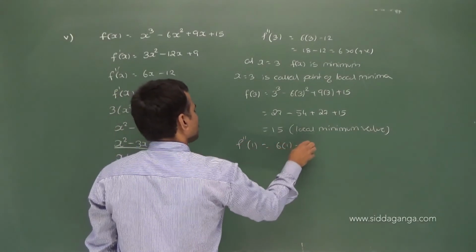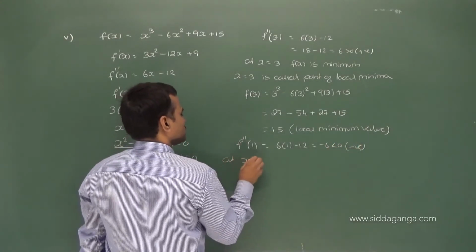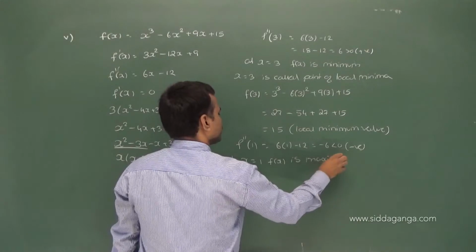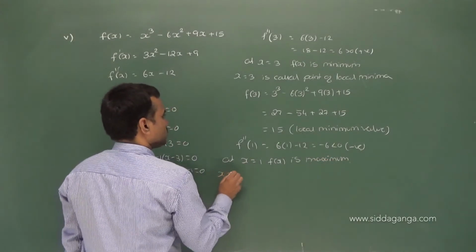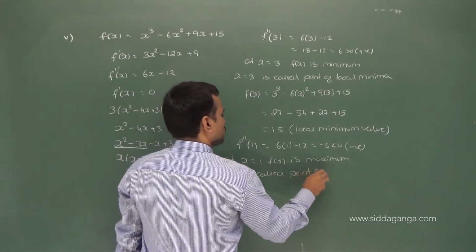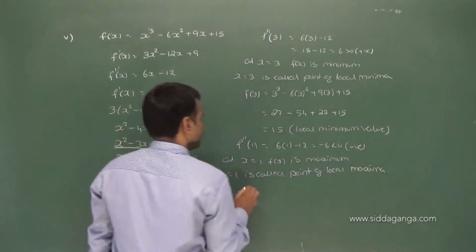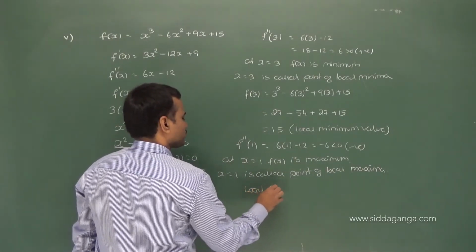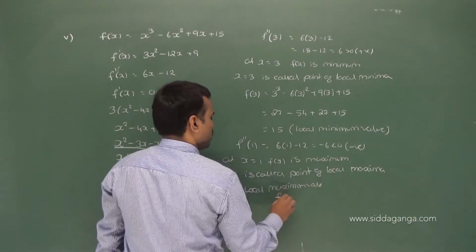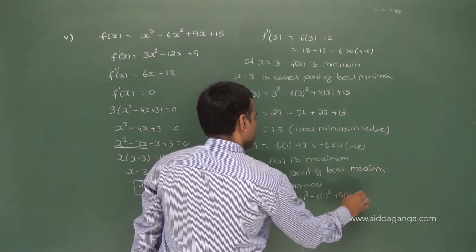6 into 1 minus 12 is minus 6, less than 0. Negative. At x is equal to 1, f of x is maximum. X is equal to 1 is called the point of local maxima. The local maximum value is f of 1 cube minus 6 into 1 square plus 9 into 1 plus 15.